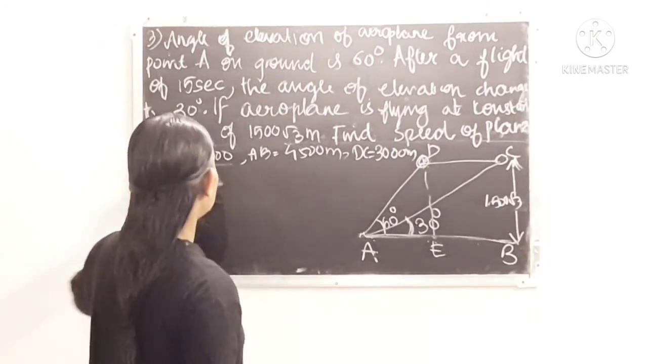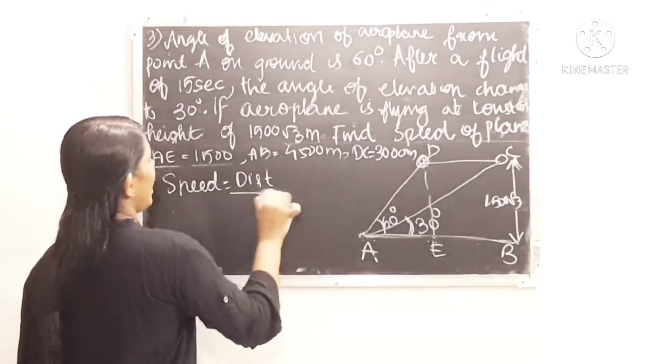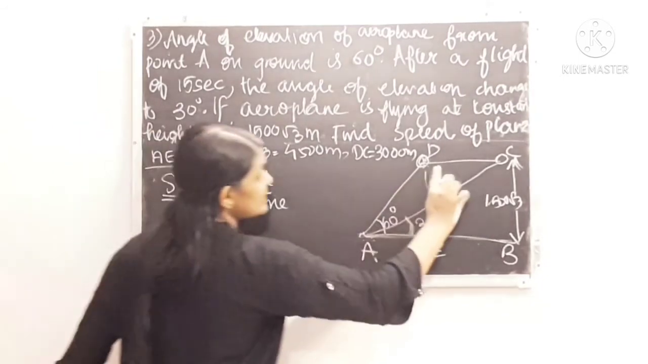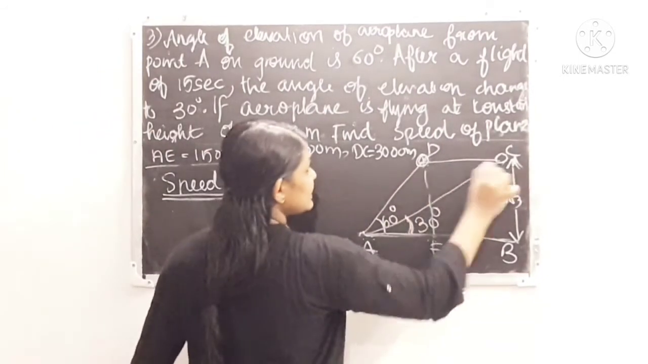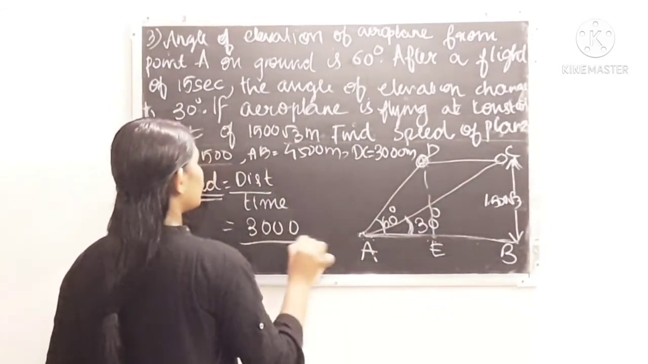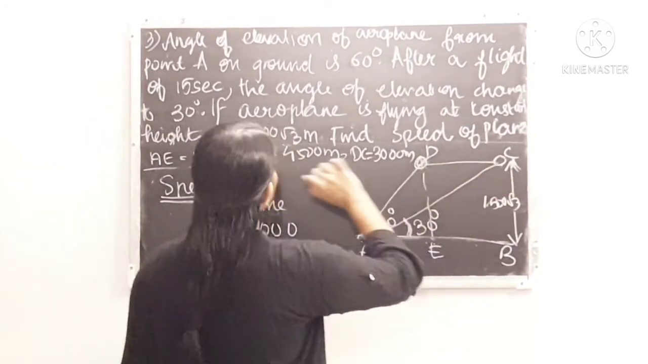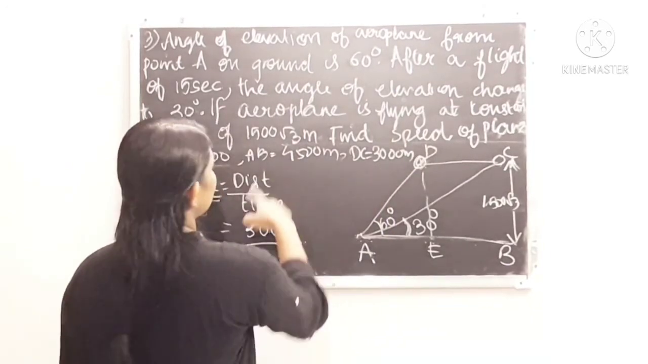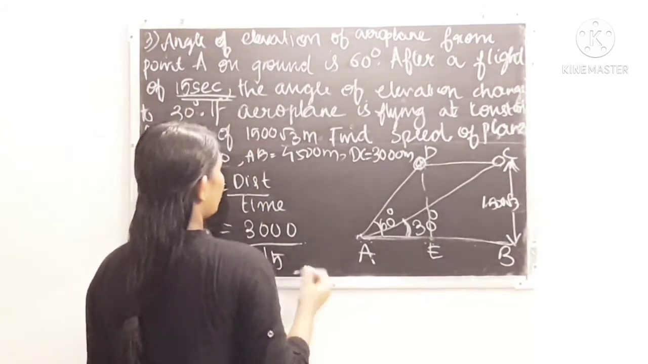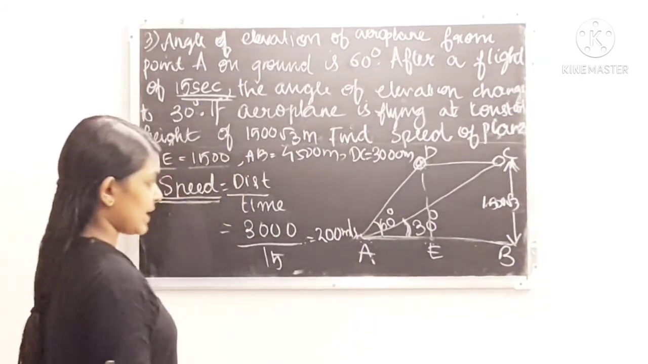Now we know the formula that speed is equal to distance by time, and our motive is to get the value of speed. The distance over which the aeroplane flies is DC, which is given as 3000. So 3000 divided by the time taken by the aeroplane to fly a distance equal to DC, which is given in the question as 15 seconds. So dividing by 15, we get 200 meter per second. So that will be the answer.